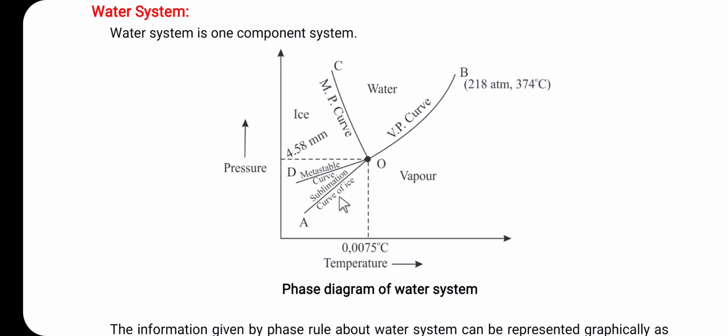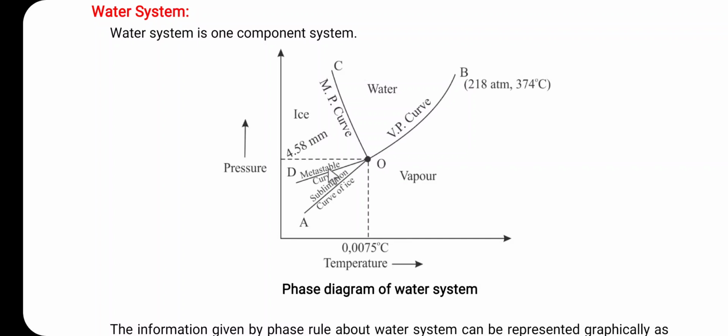When we consider this phase diagram, there are three main parts: the curves, the areas and the triple point. Among the curves there are two types: stable curves and metastable curves. The curve AO is a stable curve, called the sublimation curve of ice. The second is the curve OB, the vapor pressure curve. The curve OC is the melting point curve, and there is only one metastable curve, the curve OD.